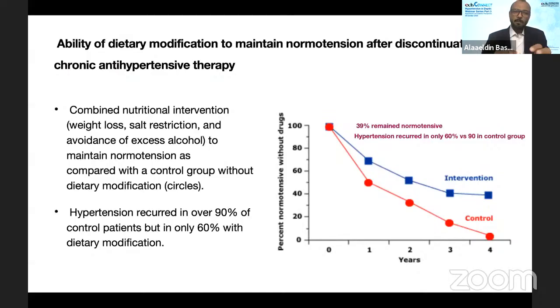This is just a study that looked at benefits on maintaining of lifestyle, on maintaining normal tension and discontinuation of chronic antihypertensive therapy. Just look at the graph. The graph showed patients who had been treated and withdrawn. They found that 39% once they started treatment remained normotensive, and that hypertension recurred only in 60% in patients who maintained a healthier lifestyle. And a healthier lifestyle is reducing salt intake, weight loss, and reducing excessive alcohol.